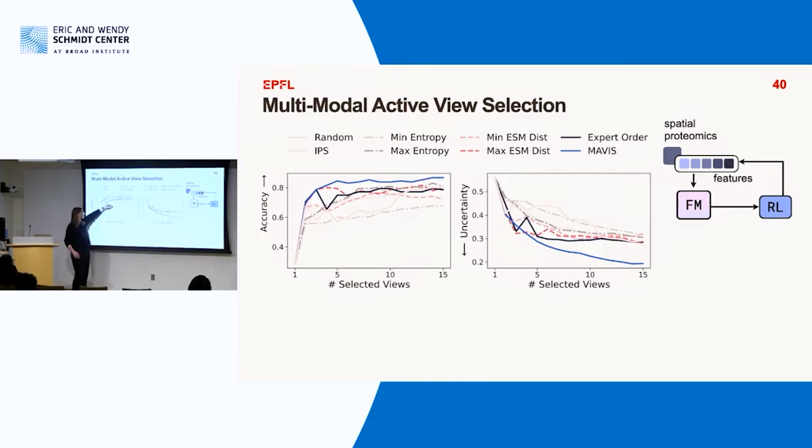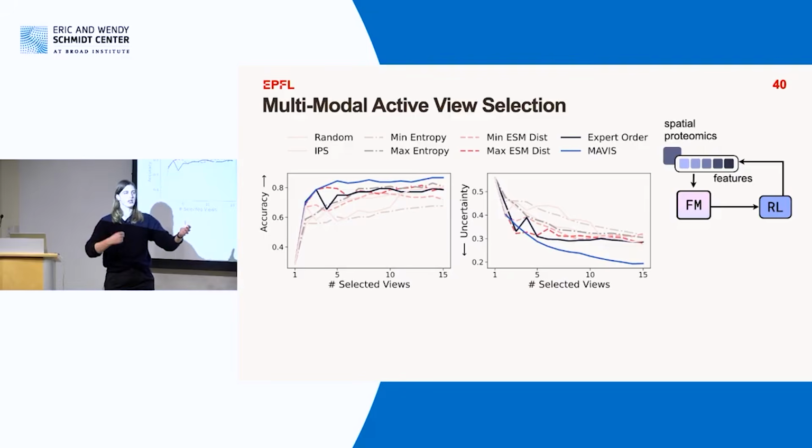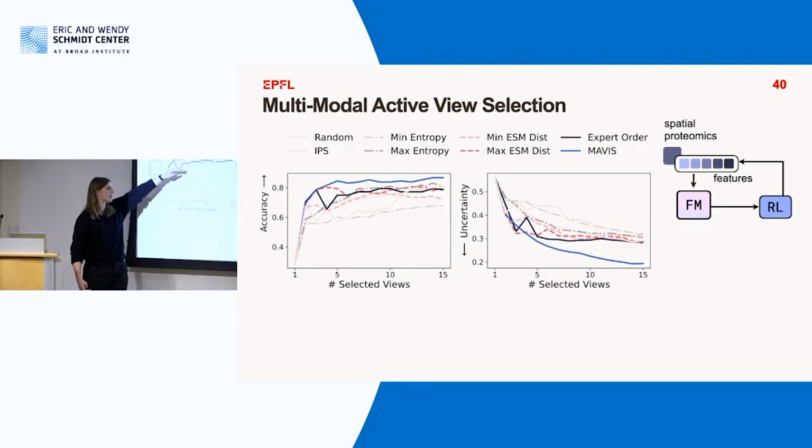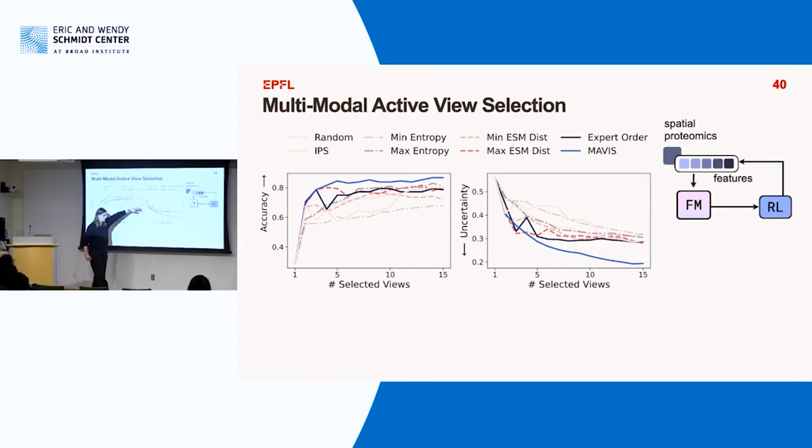We can compare also, of course, with the protein language model. Can it just sample diverse proteins? Here, these are the ESM baselines. And here's a measure of uncertainty that's defined in terms of likelihood. And it slowly goes down the more views we take.